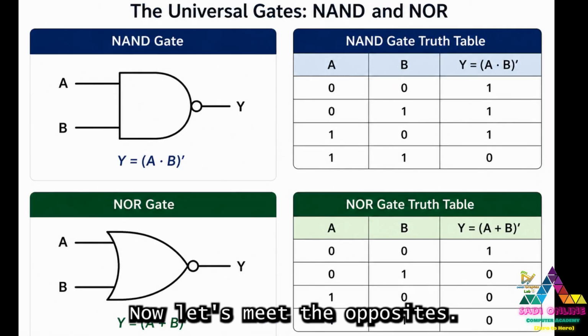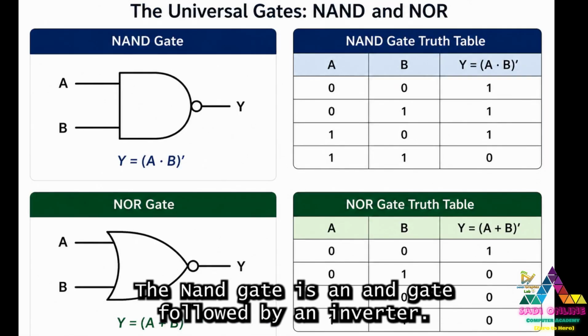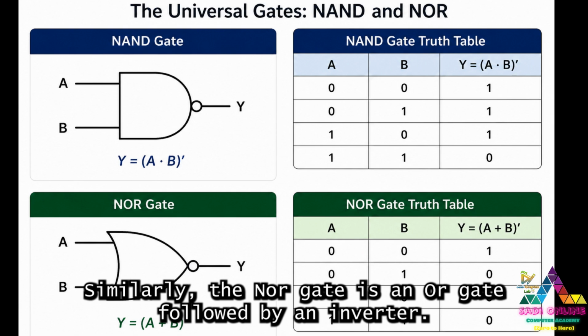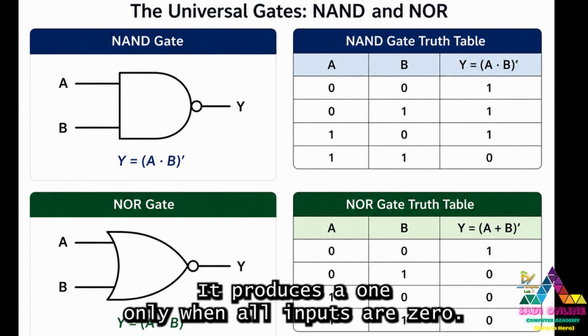Now let's meet the opposites. The NAND gate is an AND gate followed by an inverter. It's 0 only when all inputs are 1. Similarly, the NOR gate is an OR gate followed by an inverter. It produces a 1 only when all inputs are 0.